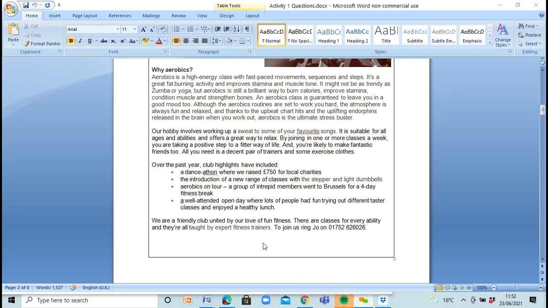And then over the past year, club highlights have included a dance-a-thon where we raised £750 for local charities, the introduction of a new range of classes with the stepper and light dumbbells, Aerobics on tour. A group of intrepid members went to Brussels for a 4-day fitness break. A well-attended open day where lots of people had fun trying out different taster classes and enjoyed a healthy lunch.